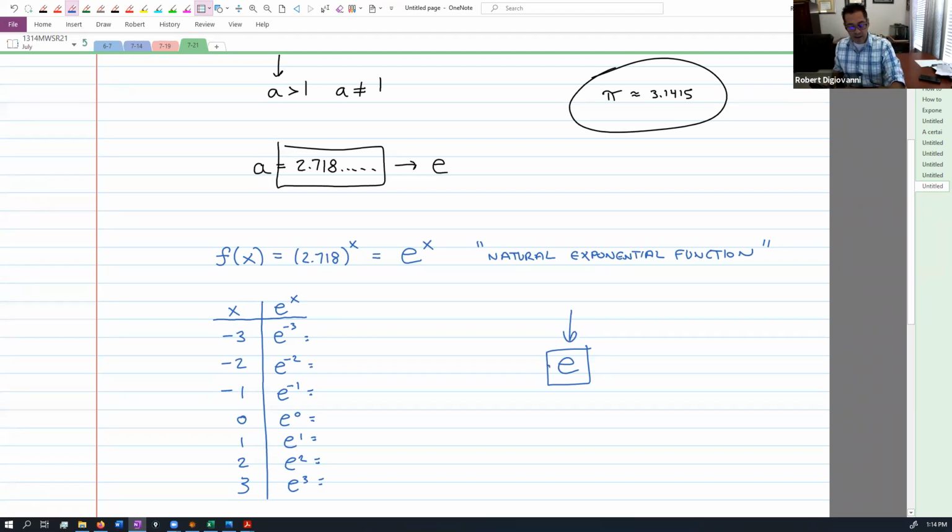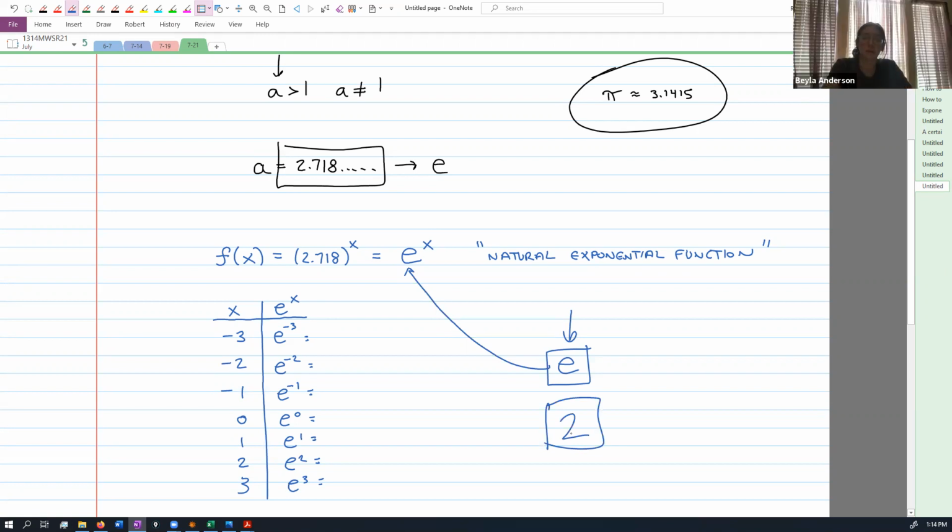But if we use that number as our base, then what we have is the exponential function, the natural exponential function. Just like the number 2 by itself is the number 2, right? But if I say 2 raised to the x, now we're talking about an exponential function. E by itself is a number, but if you raise it to the x, we have this very special exponential function. I don't know if I'm answering your question. No, I think you did.